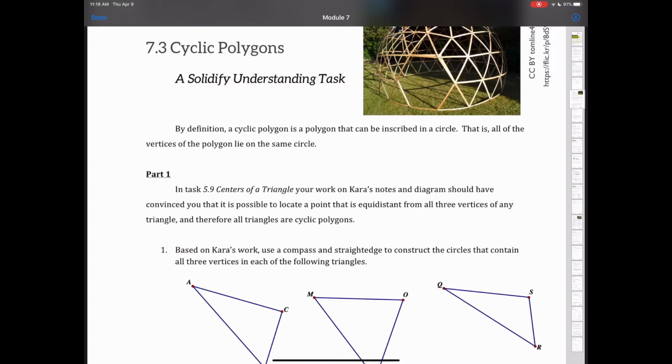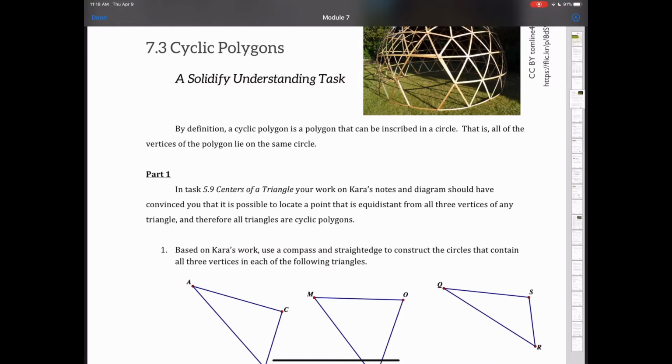By definition, a cyclic polygon is a polygon that can be inscribed in a circle. That is, all of the vertices of the polygon lie on the same circle. So they can all be inscribed on the exact same circle.